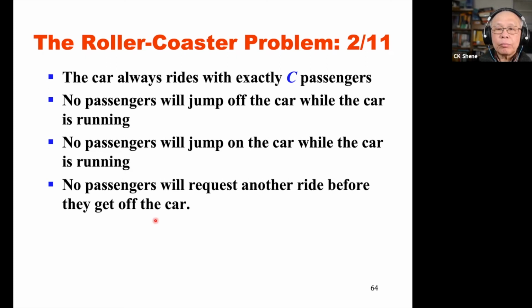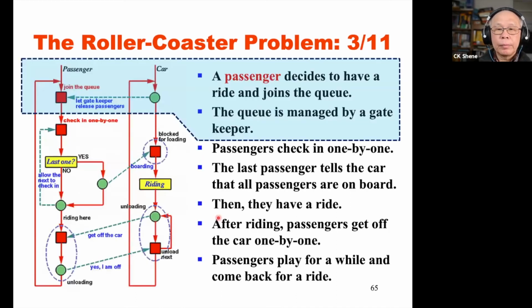So this is simple, but how to control this two may require some thinking. So here is a description of the passenger here, the car here. A passenger decides to have a ride and joins the queue. We have a queue here. If the car is not there, everybody must wait.